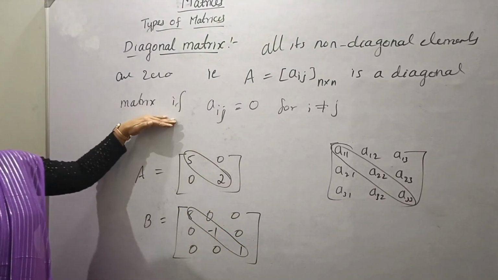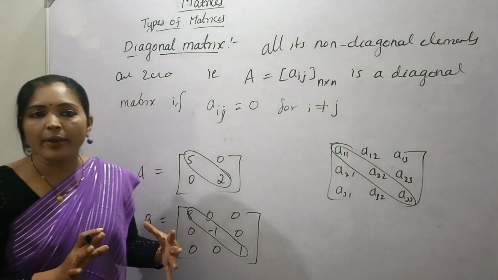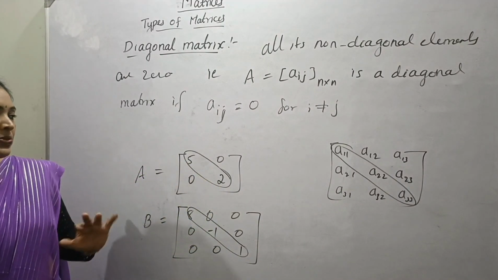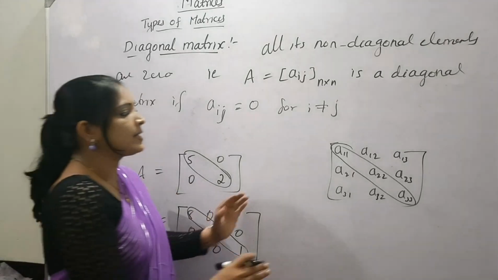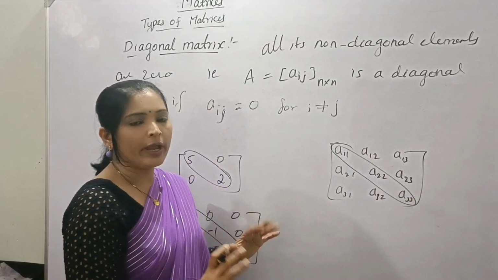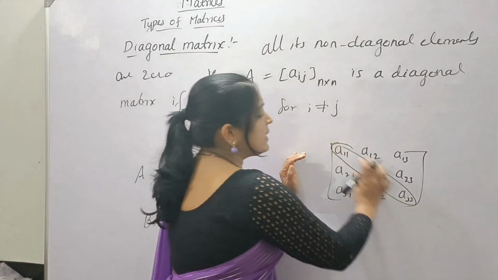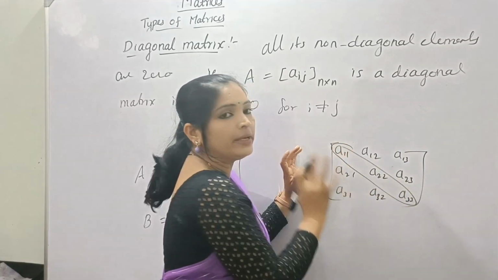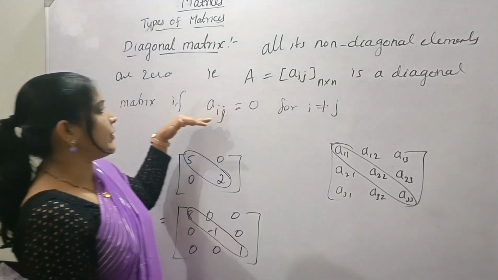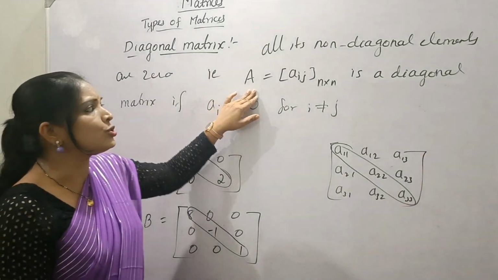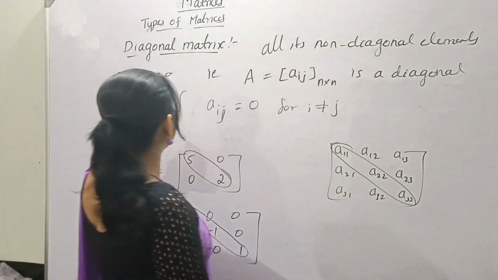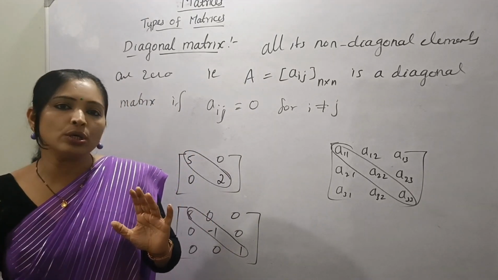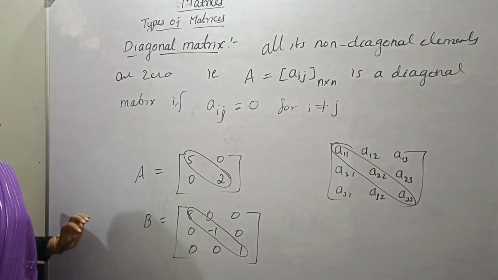Here, what is a diagonal matrix? It's a square matrix in which all its non-diagonal elements are 0. Diagonal elements means the main diagonal elements, only these, not these ones. So it is the definition: A equal to Aij is a diagonal matrix if Aij is equal to 0 for i not equal to j. So these are the examples.